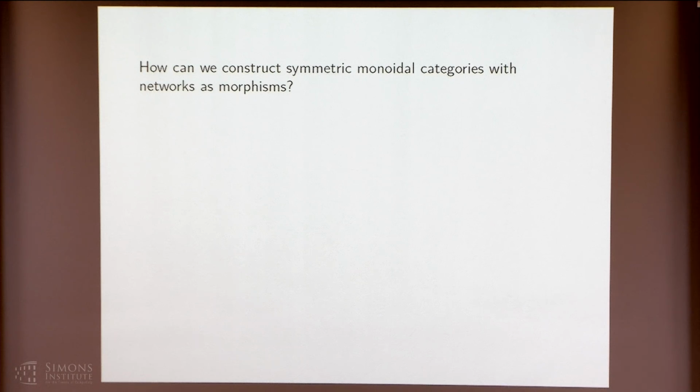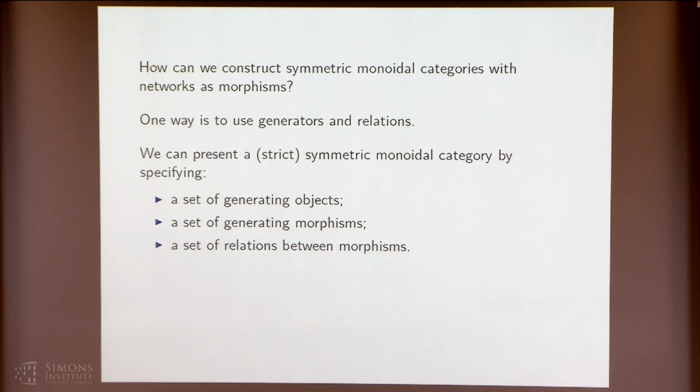So how can you actually build symmetric monoidal categories with networks as the morphisms? How can you start doing this? One way, which isn't the main way I'll be talking about, is the sort of algebraic approach using generators and relations. So the idea is that just as you can present a group by giving some generators and relations, you can present a symmetric monoidal category. So a category has some objects and morphisms.